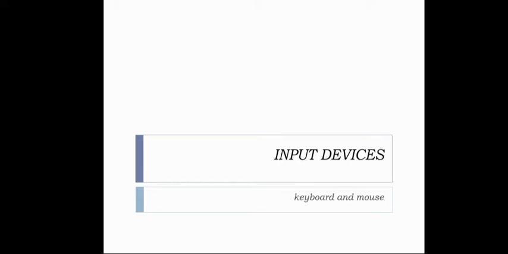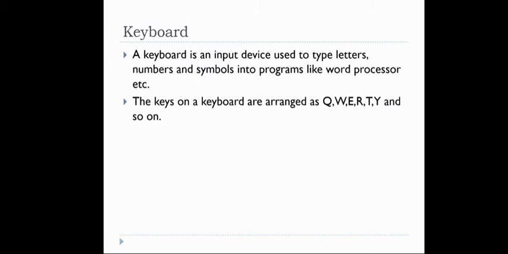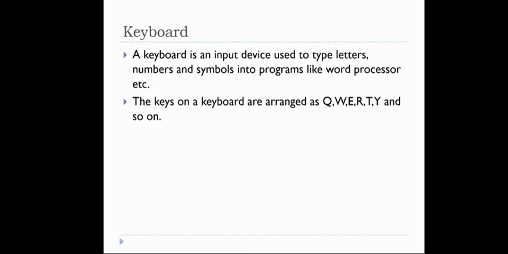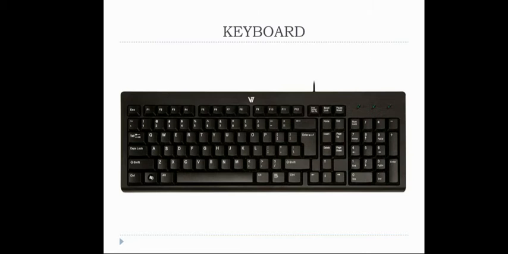So firstly, we have to discuss the keyboard. We will learn what a keyboard is. Keyboard is an input device which is used to type different letters, numbers and symbols into programs like a word processor etc. The keys on a keyboard are arranged in a QWERTY keypad manner, that is, the first keys of the keyboard will be Q, W, E, R, T and Y and so on.